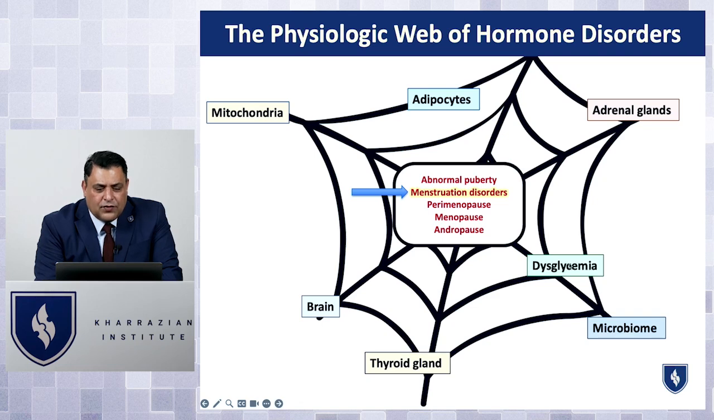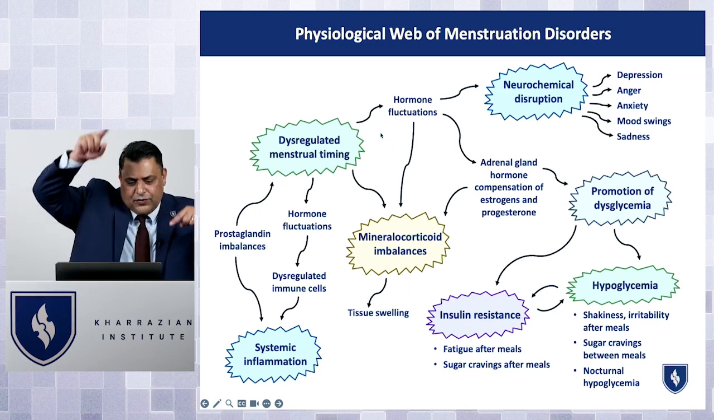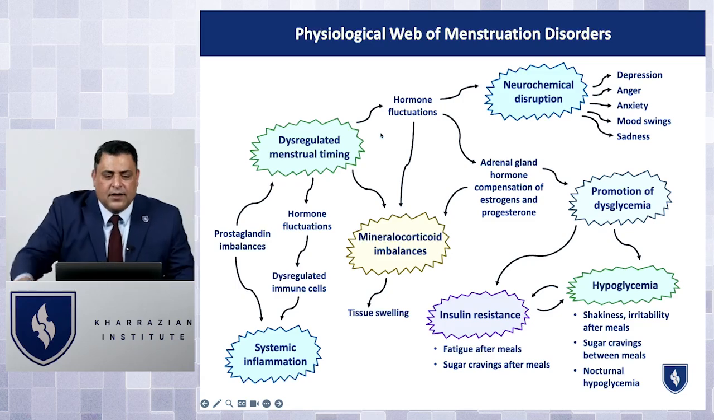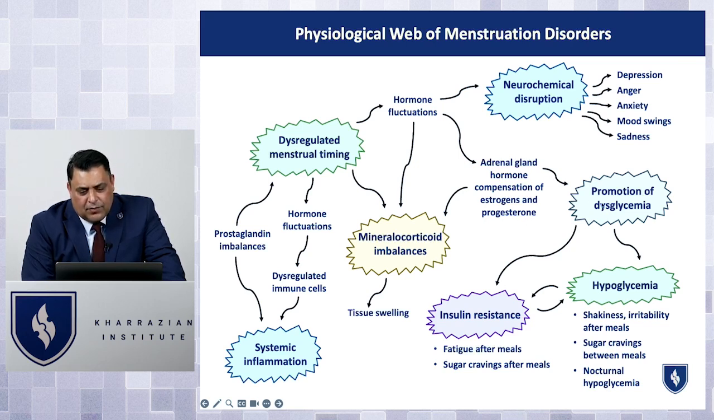Now when you look at menstrual disorder imbalances, if you have a person that has dysregulated menstrual timing, their hormone fluctuations from their estradiol peaks and LH surges and luteal phase progesterone outputs can cause neurochemical disruptions like depression, anger, anxiety, mood swings, and sadness. These hormone fluctuations can then cause the adrenal glands to get activated to compensate for the estrogen and progesterone issues. These adrenal gland stressors can then lead into a promotion of dysglycemia as they get challenged. They're more prone to hypoglycemia, more prone to insulin resistance. The mineralocorticoids get thrown off. They get tissue swelling and salt cravings and all types of imbalances that way.